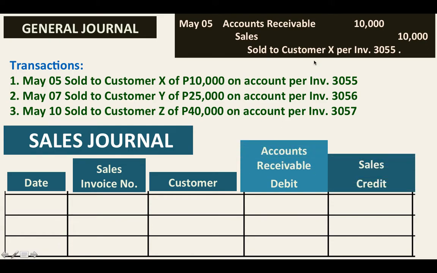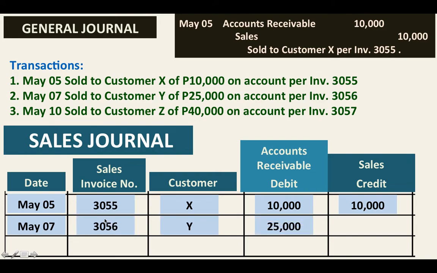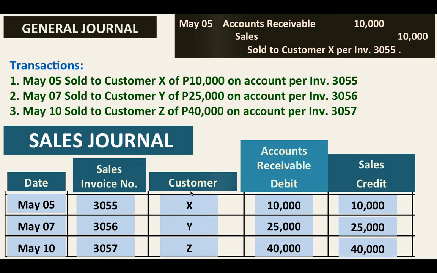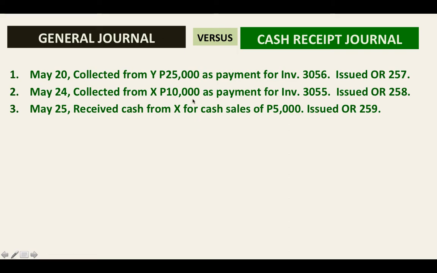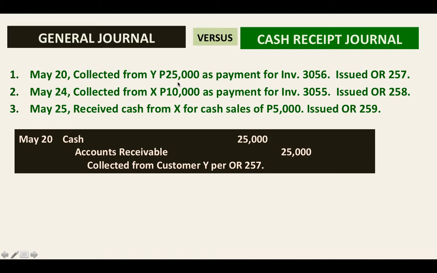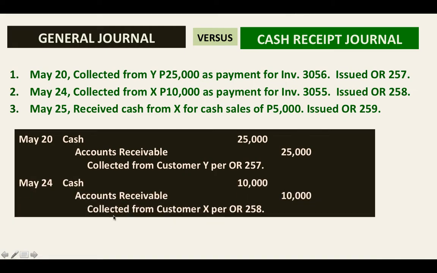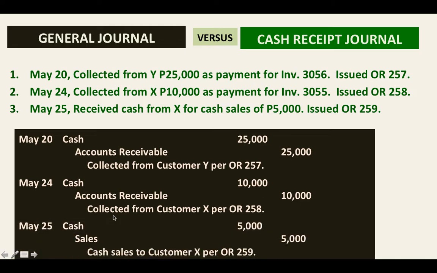Okay? So in this case, if we were going to record the May 5 transactions, May 5, sales invoice 3055, customer X, then debit 10,000 and credit 10,000. And for May 7 and 10, this will be our record. Okay? And now, class, let's take a look at the recording on the cash receipt journal. So if these are our transactions, okay, for the general journal, we will be recording this. May 20, collected 25,000. So we debit cash of 25,000 and credit accounts receivable. May 24, this will be our entry, and May 25, this will be our entry.